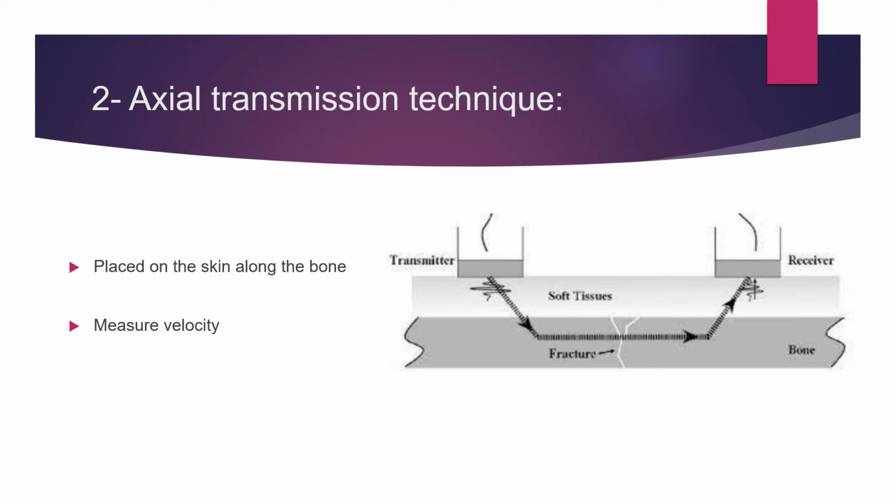And the second technique is the axial transmission technique. This technique uses transmitter and receiver transducers placed on the skin along the bone to measure the velocity of the ultrasound along a fixed distance of the bone. The signal propagates along and below the surface of the bone, as shown in the figure, and the transducers measure the time of arrival of the signal, so it can be calculated into velocity.